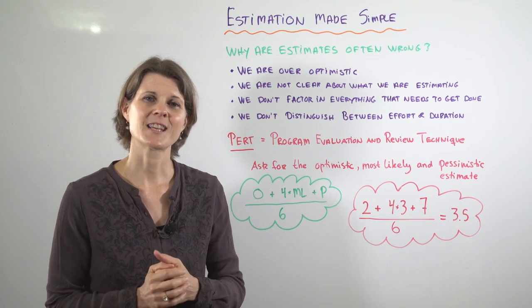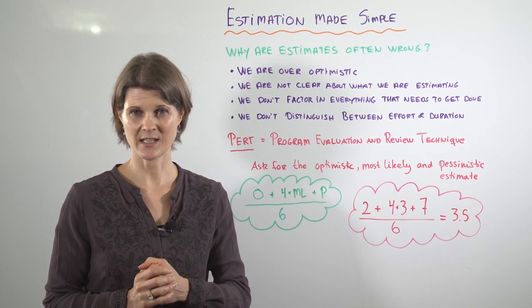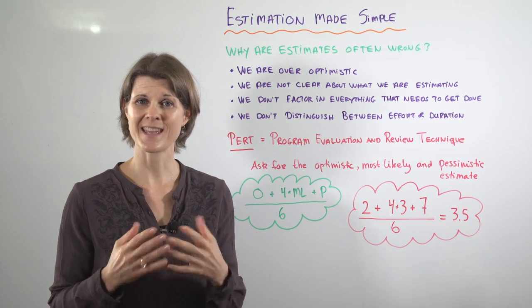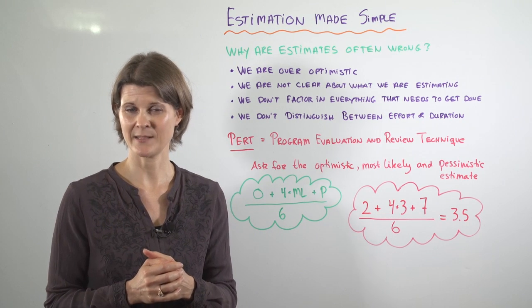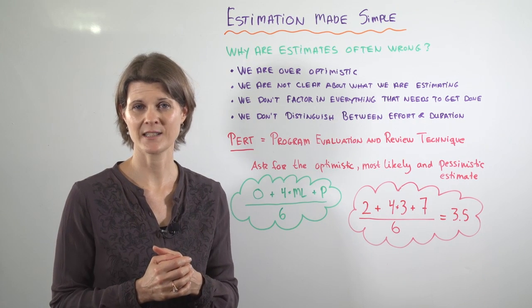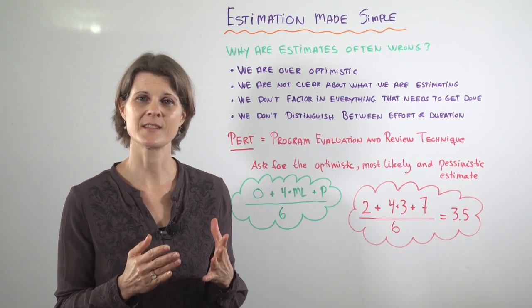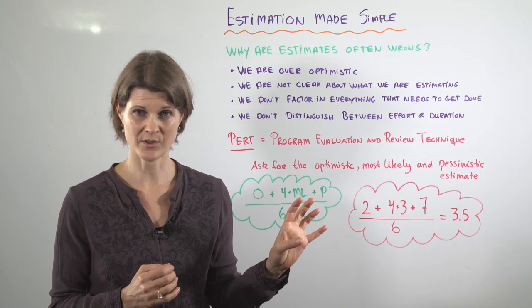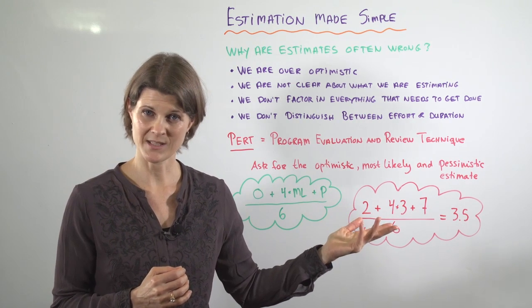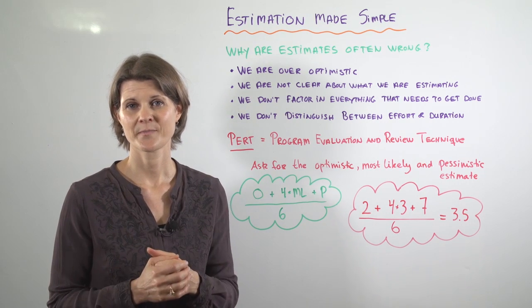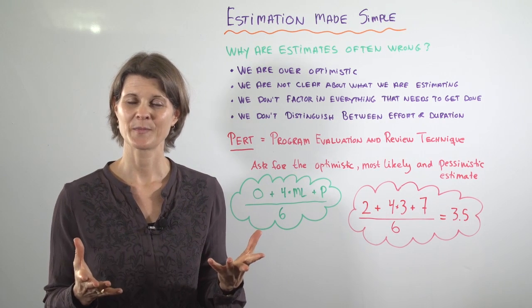Now let's turn our attention to the PERT estimation technique. It's a 3-point technique that can help you to estimate more realistically. PERT stands for Program Evaluation and Review Technique. What we're doing here is that we're taking the most optimistic estimate plus 4 times the most likely plus the most pessimistic estimate, divided by 6. It's a weighted average. Let's look at an example.